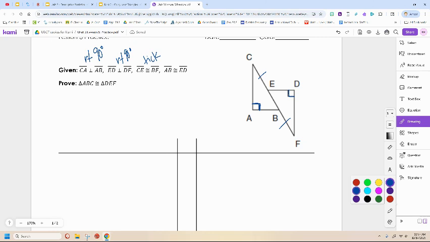Are you doing it all in highlighter? Okay, do pencil. Okay. You got them on there? AB is congruent to ED. Okay. Wait, don't we have the flexes?